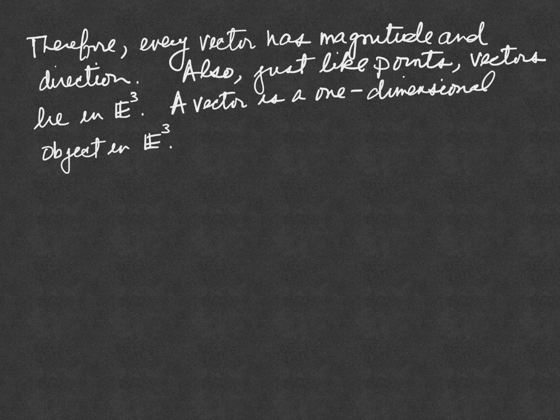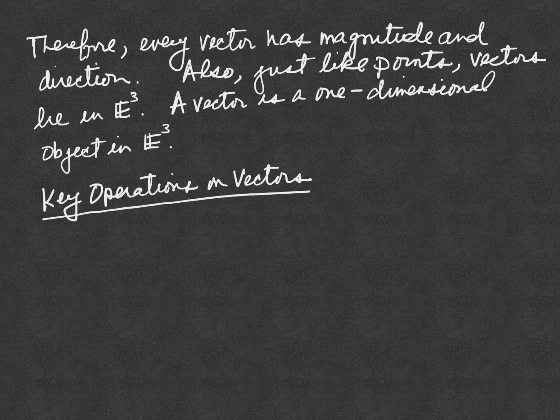Now that we've defined vectors, we can actually start defining operations on vectors. And these are key operations that apply to all vectors. So we're going to start talking about key operations on vectors. The first of these operations is what's called the scalar product.